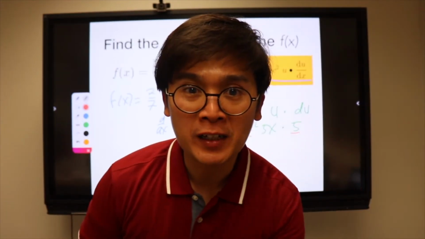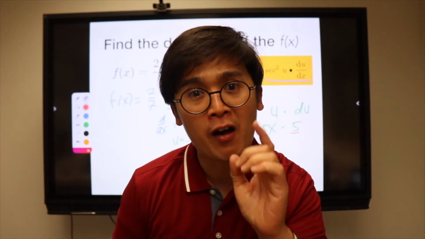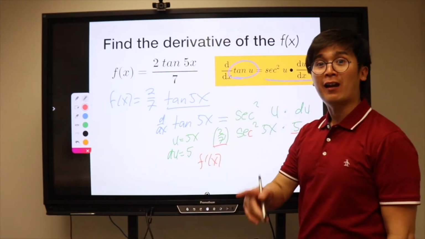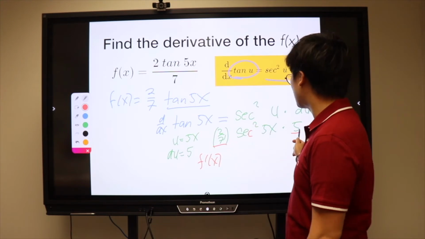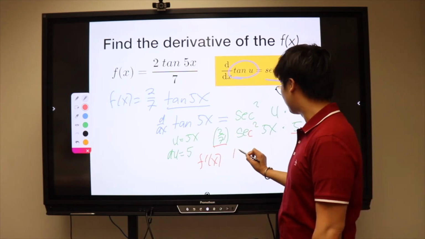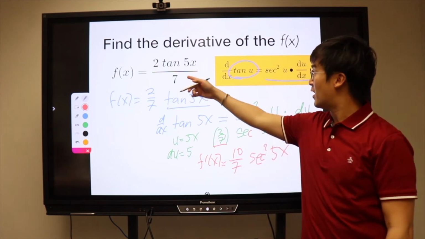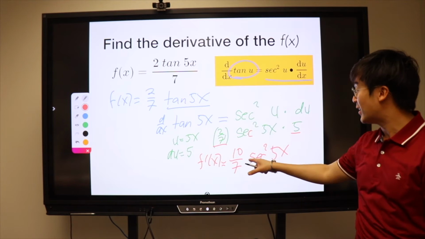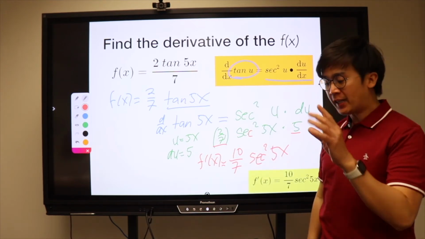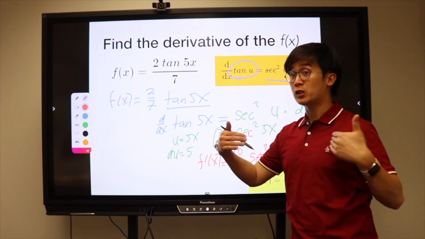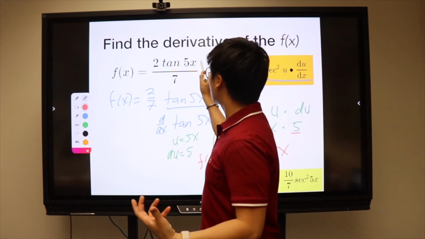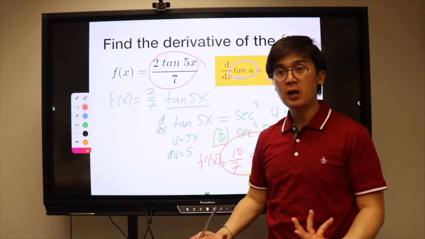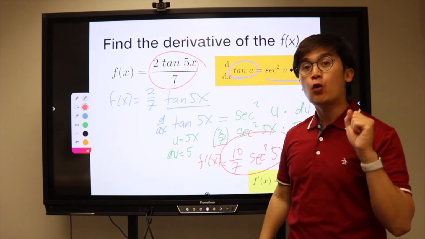If you don't know your fraction, please watch Aaron Sanchez and I's video on how to multiply fractions. Aaron Sanchez will teach you how to multiply 2 over 7 and 5, which is 10 over 7. So the derivative of 2 tangent 5x all over 7 is 10 over 7 times secant squared 5x. But if you're taking the AP Calculus test and it's in the multiple choice, you need to be aware that it could be of this form or this form. So make sure that you know your algebra so that in the multiple choice, you know what to look for.